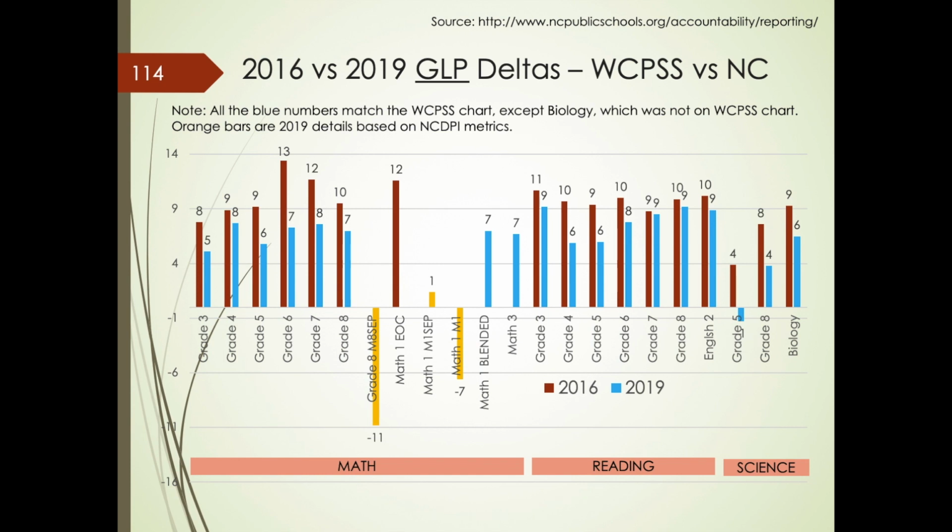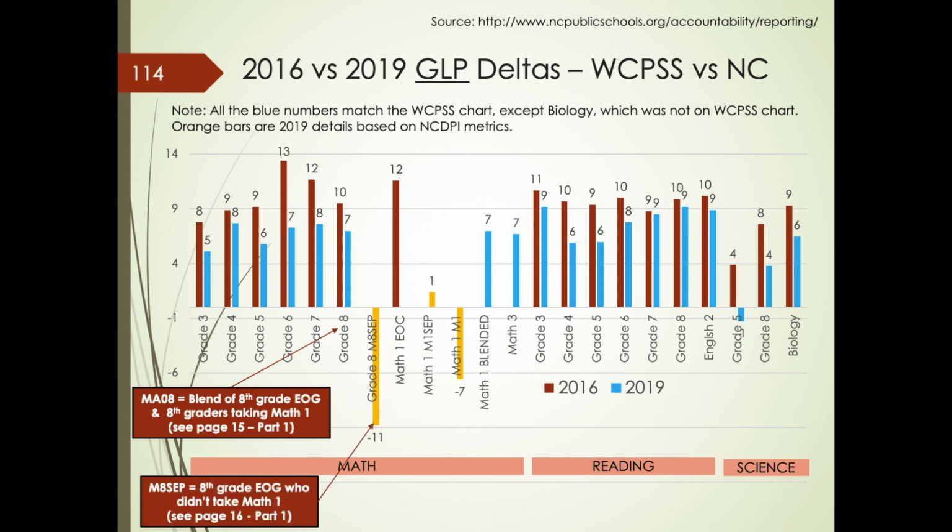What we can do, because we have these detailed metrics, is pull in the new metrics that have become available starting in 2018. The first one is the fact that in this delta chart, what was shown for grade 8 was the MA08 number. That's a blend of the 8th grade EOG and the 8th graders taking the Math 1 EOC. That was covered on page 15 in part 1 of the video series. Then we have M8 SEP, which is the 8th graders who took the EOG who didn't take Math 1. Again, we covered that on page 16 in part 1. Their scores are 8 points below the state.